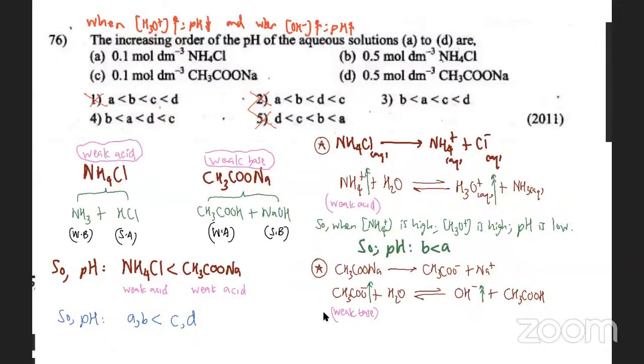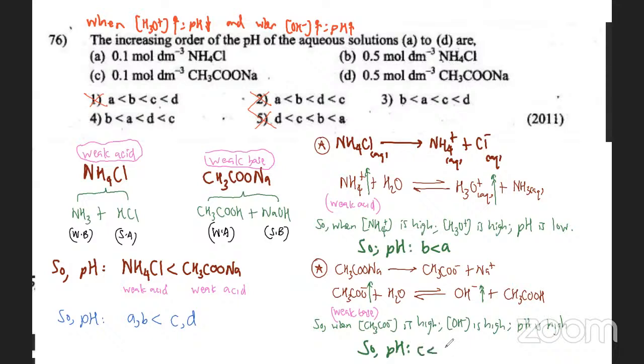Good. Then what can I say? So when concentration of CH3COO minus is high, concentration of OH minus is high. When concentration of OH minus is high, pH is also high. I have written it on top. Therefore, between C and D, who will have higher pH, people? Hurry up. Between C and D, who will be higher? D will be higher.